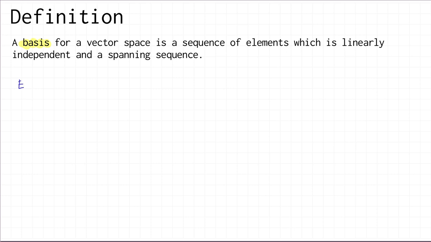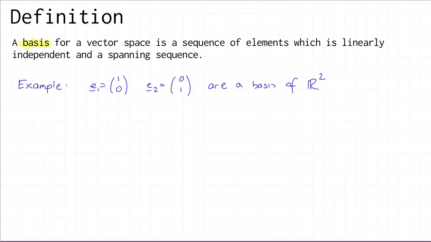So the first example is we take our vector space to be R squared, and we take the two elements. Let's call this E1 is going to be (1, 0), and E2 is (0, 1). Those things are a basis of the vector space R squared. We've proved in the previous couple of videos that those things are linearly independent and they are a spanning sequence, and so they're a basis of R squared.